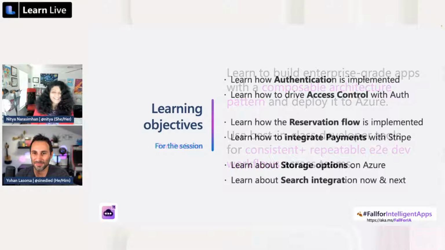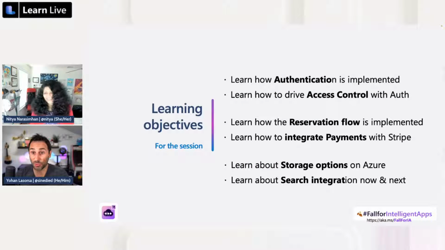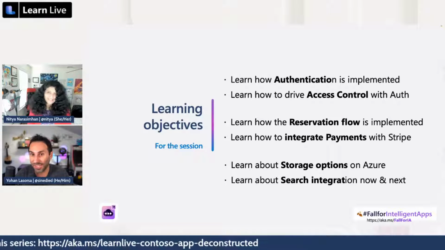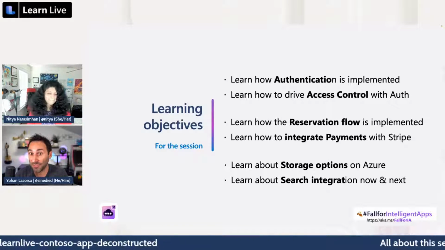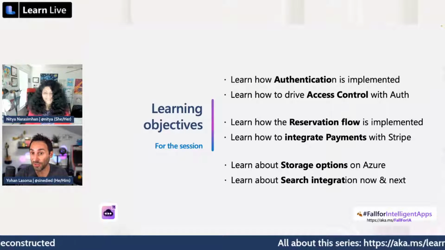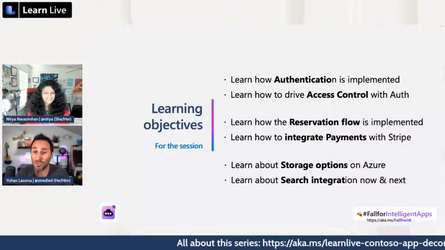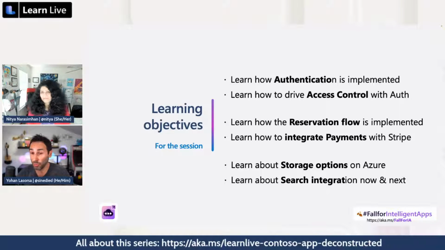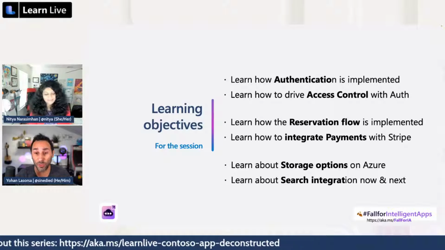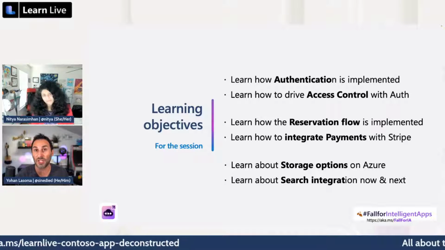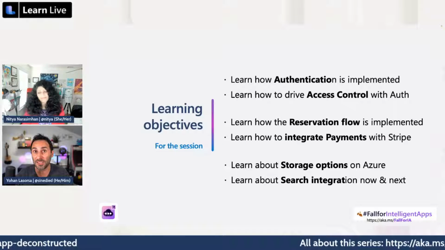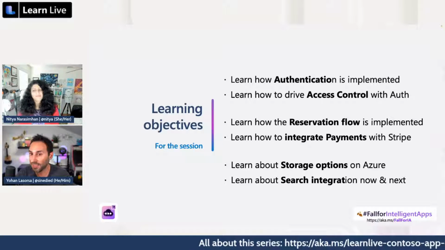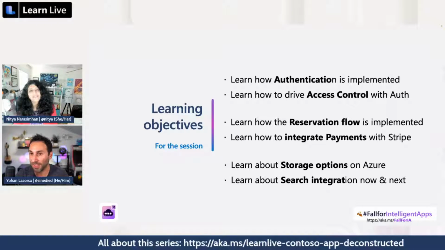Do you want to talk about our learning objectives for today, Johan? Sure. So for today, we will walk through different things. The first thing is authentication. That's a very important part of the application because with authentication, we can have user information. We cannot do everything else that relies on that part. So Nitya will take the lead and show you a bit on how authentication works in the application. Then we'll walk you through how the whole reservation flow is implemented inside the application and how we implemented payments, integrating a third-party service, Stripe. And at the end, we'll show you a glimpse of what's coming next in the application.